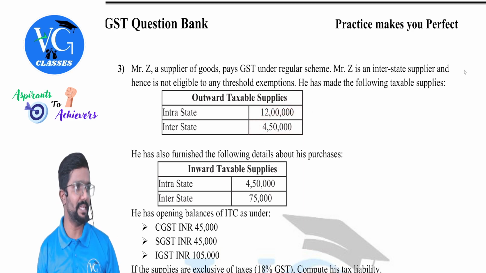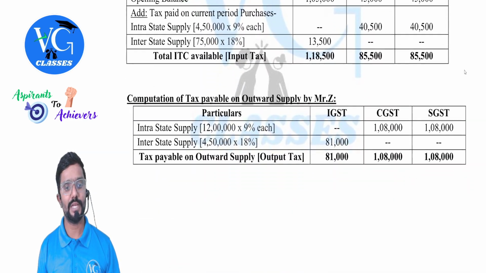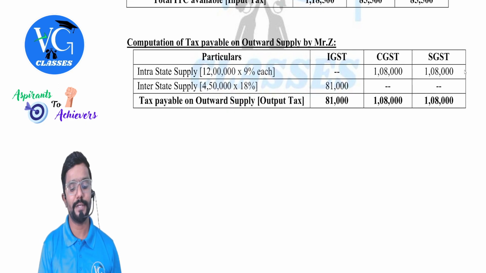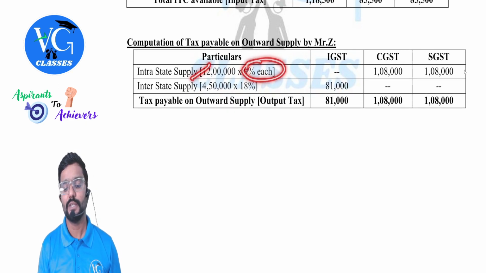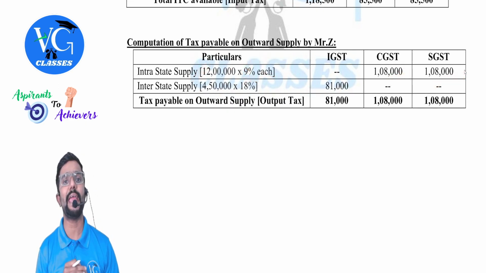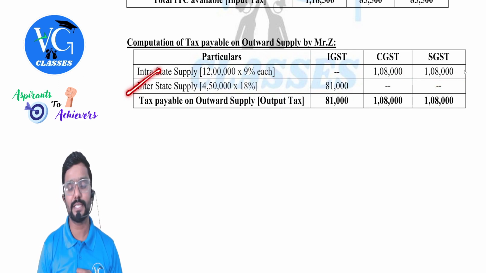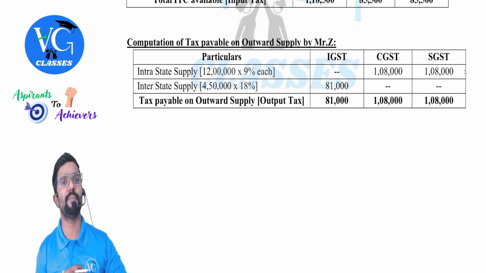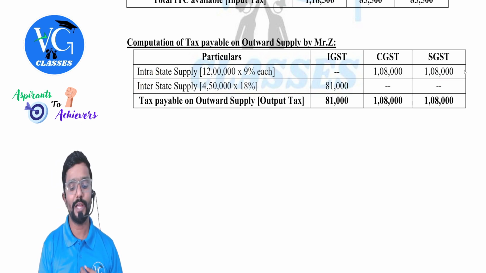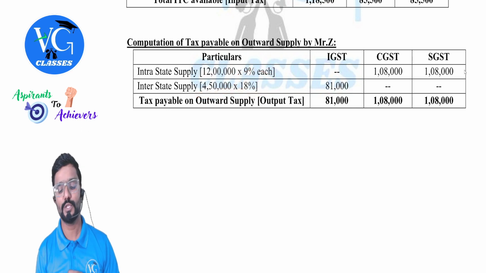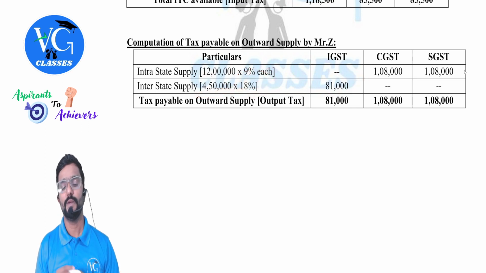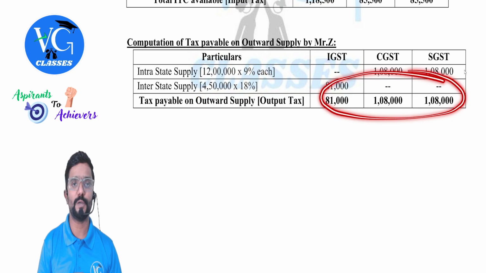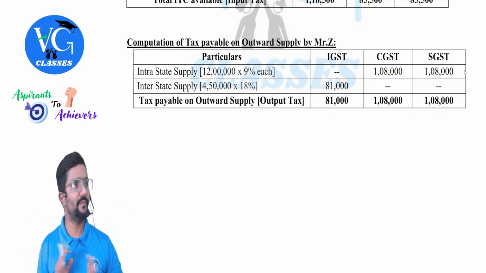What do we get? IGST. So let us do that. Intrastate supply, 12 lakh into 9% each: CGST and SGST of 1 lakh 8,000 each. Then coming to interstate supply. On interstate supply, what should we pay? IGST. 4 lakh 50,000 is the value, at 18% comes to 81,000. So we calculated the output tax. We are ready with both the figures now.